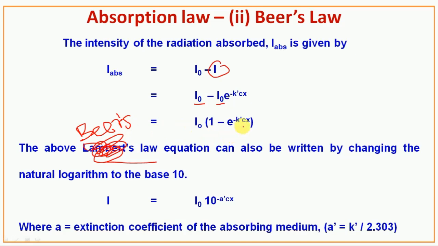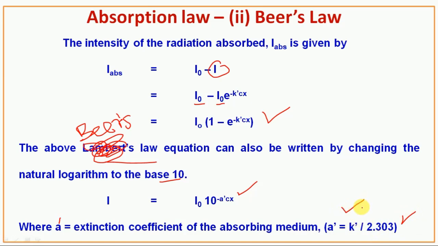Beer's law. The above Beer's law equation can also be written by changing the natural logarithm to base 10. So I is equal to I naught 10 power minus a prime cx. What is a prime? A prime is the extinction coefficient of the absorbing medium. So a prime is equal to k prime over 2.303. This is the value of a prime.